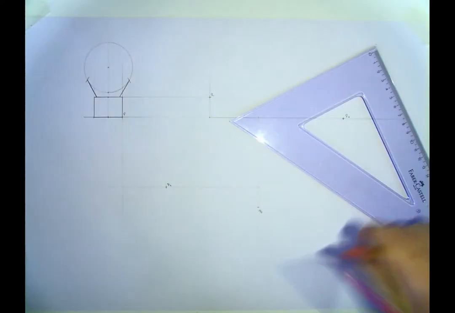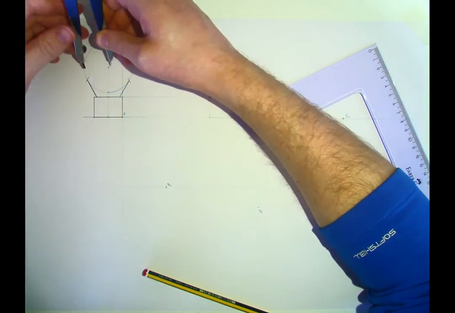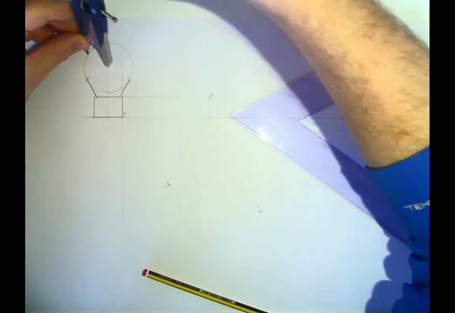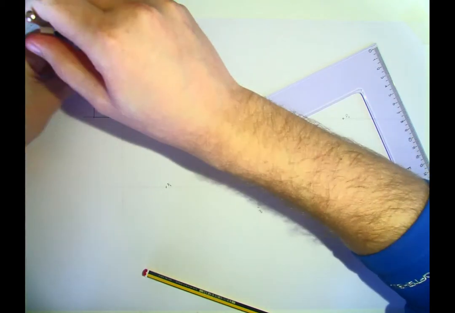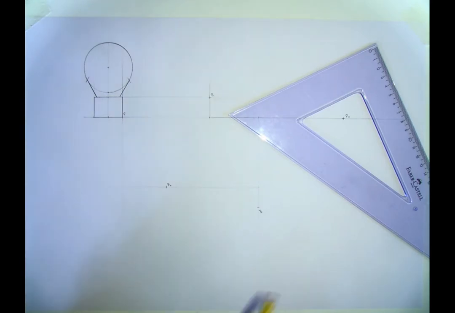So they are our tangents, and we're just going to darken in our outline of this here. And that gives us the shape, so that just sets that up for us.